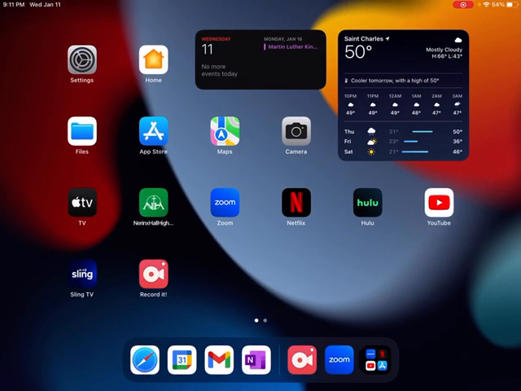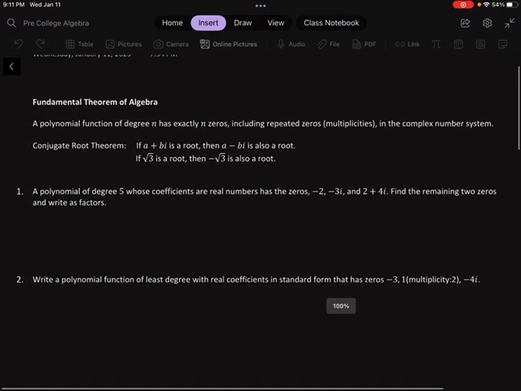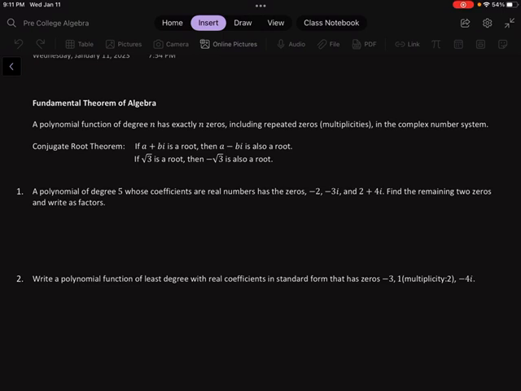Today we are going to do something not as complicated, but it gets complicated when we start multiplying things out, so it can be kind of tedious. It's the fundamental theorem of algebra. What that says is that a polynomial function of degree n, so if it has a fourth degree, has exactly n zeros, so 4 zeros. Included repeated zeros, which were the multiplicities, and that's in a complex system.